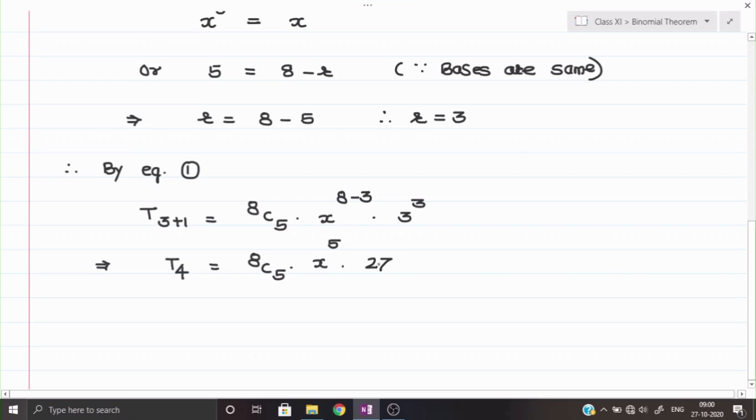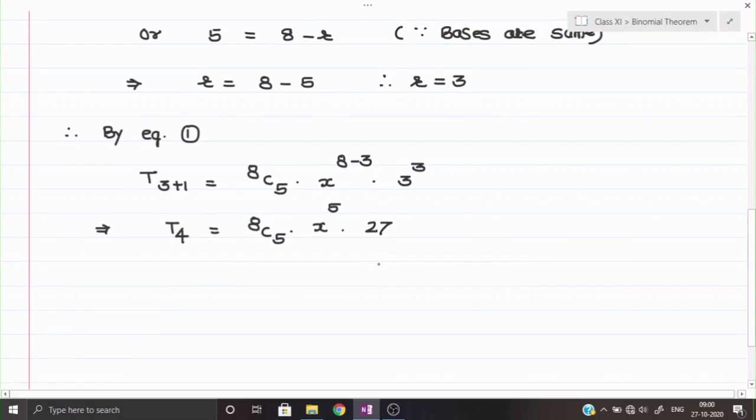Now one thing you see, x to the power 5, that term particularly, is the fourth term in the expansion, and that we have found. So now see, along with the x to the power 5, which numerical terms are we getting here? One is 8C3 and another one is 27. So the multiplication of both the terms will be called the coefficient of x to the power 5. So we shall write down now at last, therefore coefficient of x to the power 5 is equal to 8C3 into 27. Let us simplify.